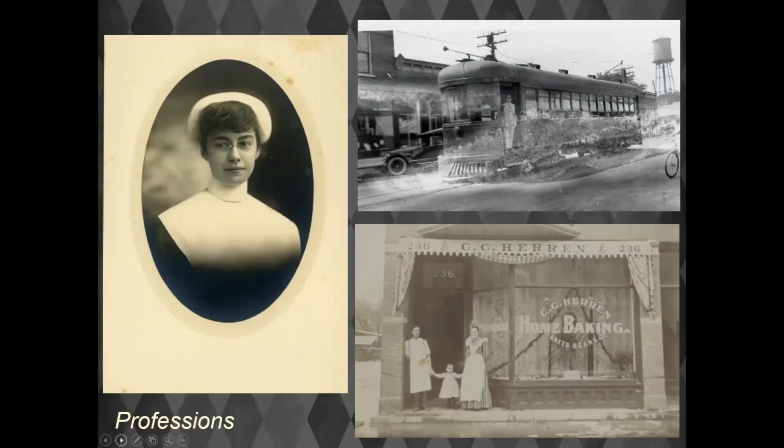But then sometimes it's not quite so obvious. So this one in the bottom corner, you've got C.C. Heron. You could see it's C.C. Heron Home Baking and Baked Beans. That's quite a combination. If you look at the photo, I can see that it's winter. I can see the snow on the ground to the left of the building. They have the door wide open. I can hear my grandma Nellie yelling, "Shut the door, you're letting all the heat out."